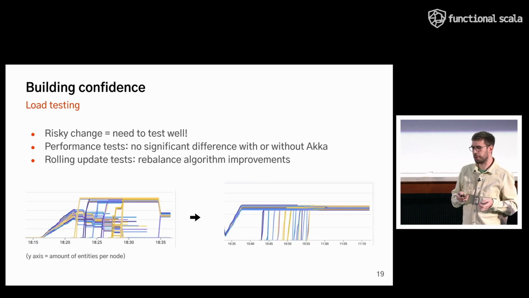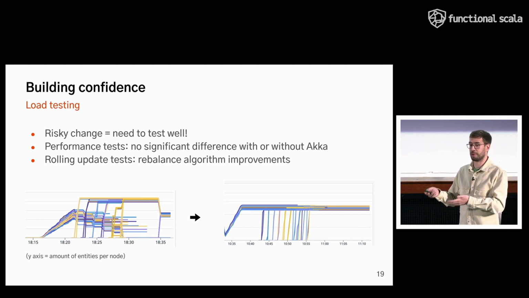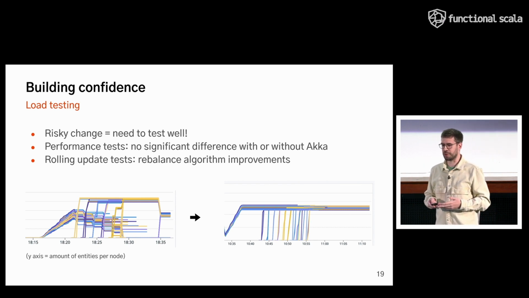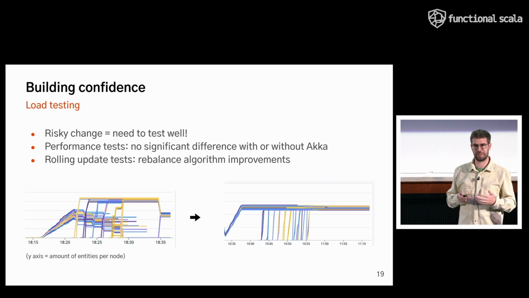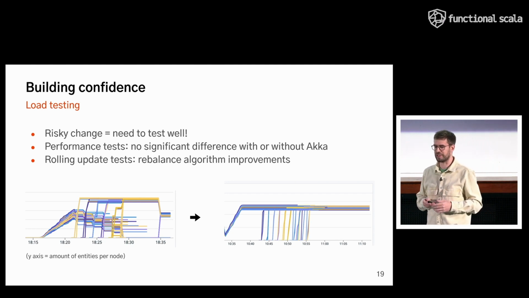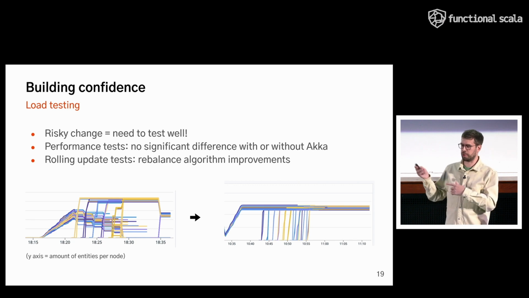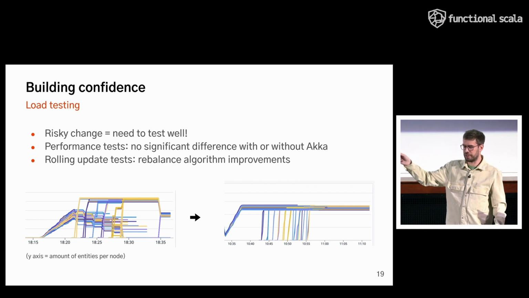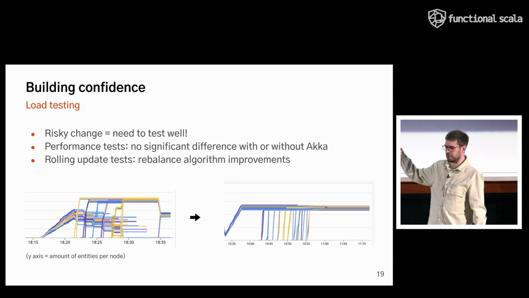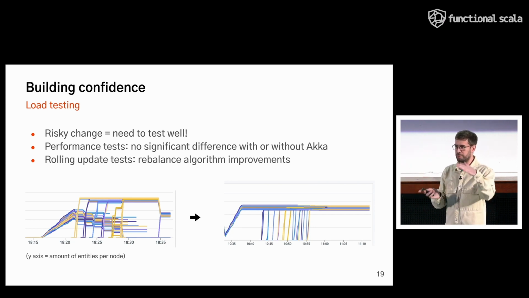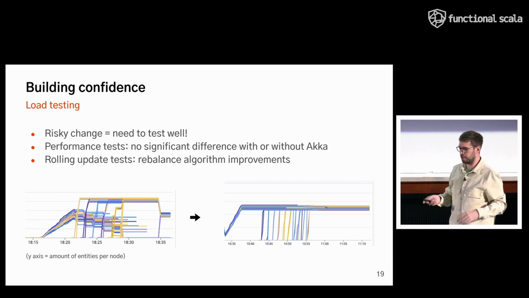Okay. Once we developed this system, as you can imagine, it was a pretty risky change because we were already in production with a lot of users. So we did a lot of testing to build confidence before we deployed it and replaced Akka, basically. We did performance tests, and we found that it was basically the same as Akka. We did a lot of rolling update tests where we came up with some improvements. As you can see in the picture on the left, our first tries show the number of entities per node, and you want them to be perfectly balanced. At the beginning, we saw that during rolling updates, you had nodes with too many entities, and then we figured out how to make it really well balanced.